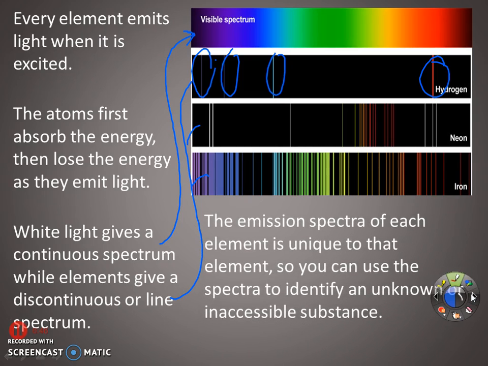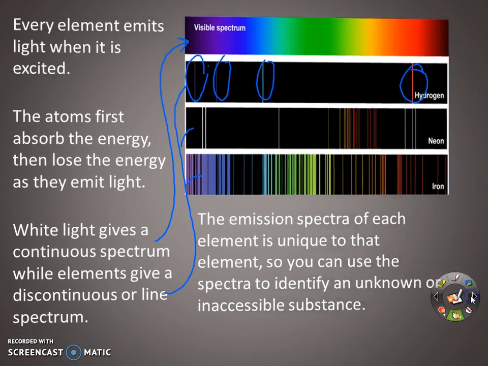The emission spectra of each element is unique to that element. So you can use a spectra to identify an unknown or inaccessible substance. So this is how scientists are able to determine what gases and what atoms are making up stars that are light years away, that we obviously cannot just get on a spaceship and travel to, take a sample of it and bring it back. They're using the light spectra that those stars are emitting so that we can tell what they're made of.